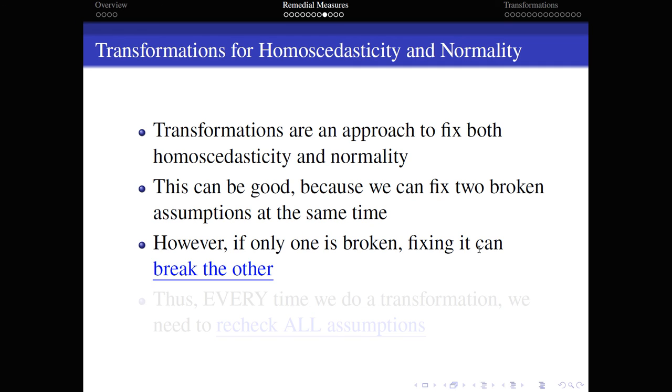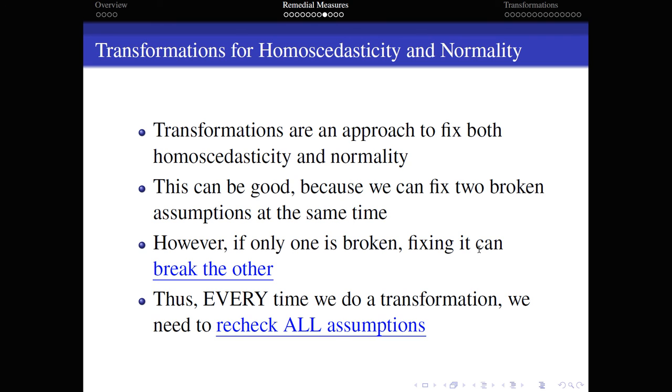The counter to that convenience is that sometimes if only one is broken, if you apply the transformation, it will break the other one. So let's say I'm having a normality issue, but my homogeneity of variance is fine. If I apply a transformation, sometimes what can happen is I fix my normality issue, but now my homogeneity of variance is all messed up. So we have to be careful when we're implementing transformations that the transformation fixes the problem that I'm interested in fixing and doesn't break anything else. To make sure that we are careful about this, every single time we implement a transformation, we have to recheck all of the assumptions, not just the one that we're trying to fix.